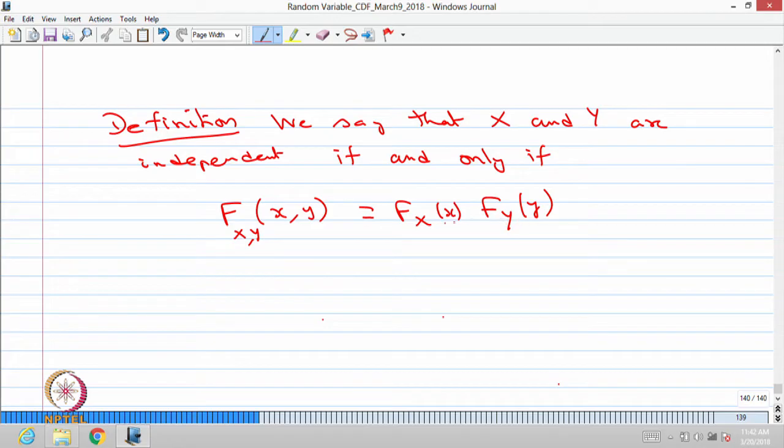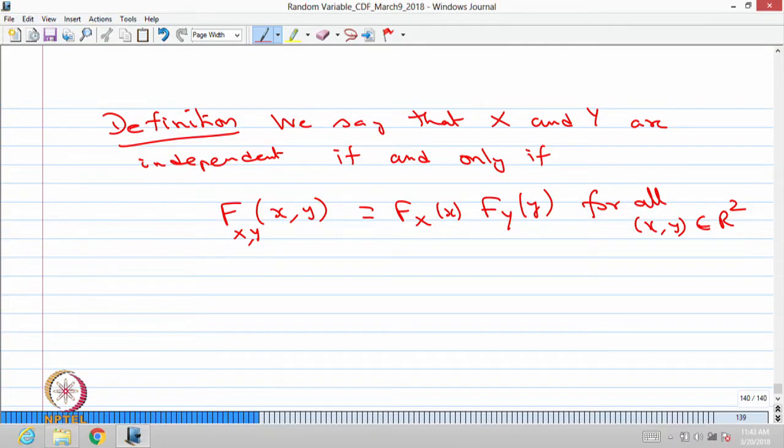If the product of the CDFs of the random variables X and Y is the same as the CDF of the two-dimensional random variable (X, Y) for all (x, y) in R2, then we can conclude these are independent random variables. This is an if and only if condition. That means if two random variables are independent, this condition will be satisfied. If this condition is satisfied, then we can conclude both random variables are independent.